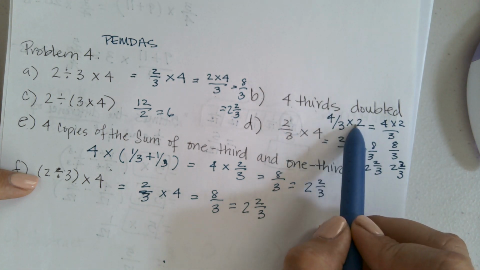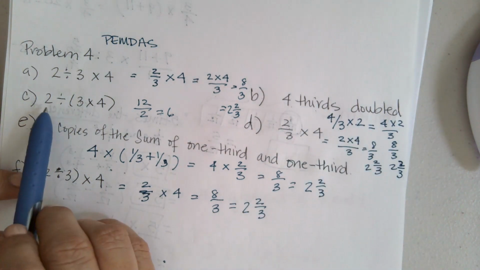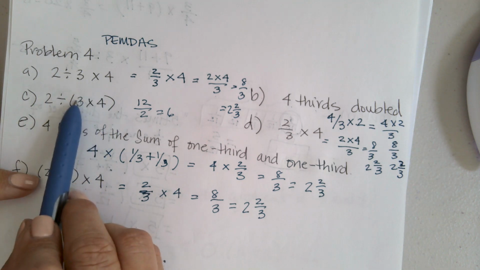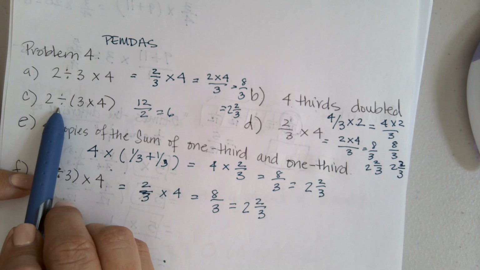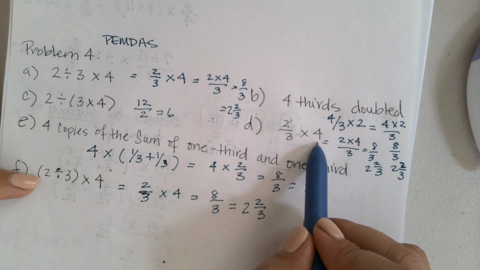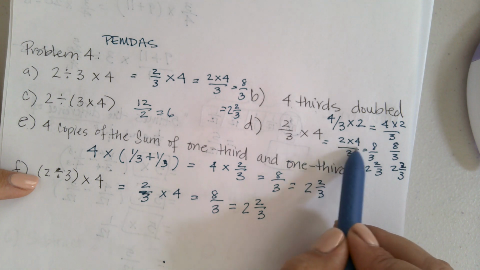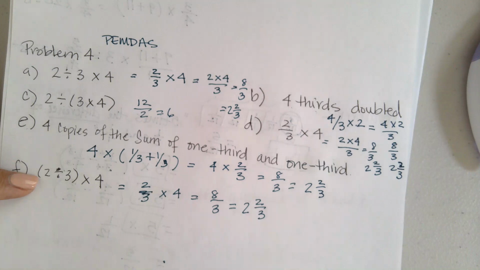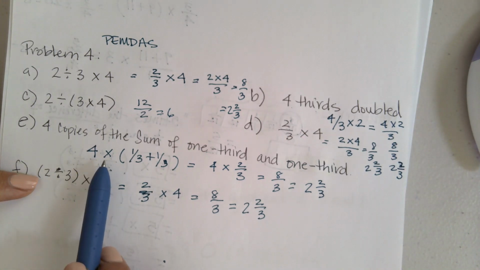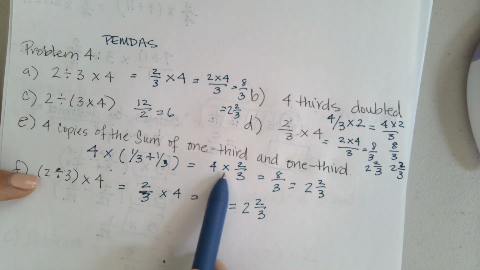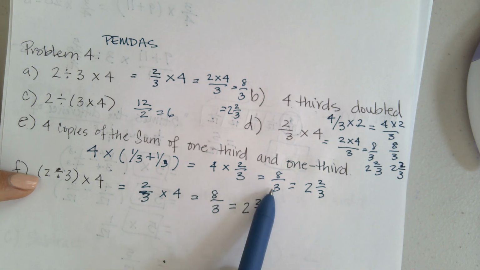4/3 doubled. 2 divided by, 3 times 4 has to come first, and it's divided by 2. Then we have 2/3 times 4. So you can write it like this again. 2 times 4 over 3, 8/3 becomes 2 2/3. Then 4 copies of 1 1/3 plus 1 1/3 becomes 4 times 2/3.